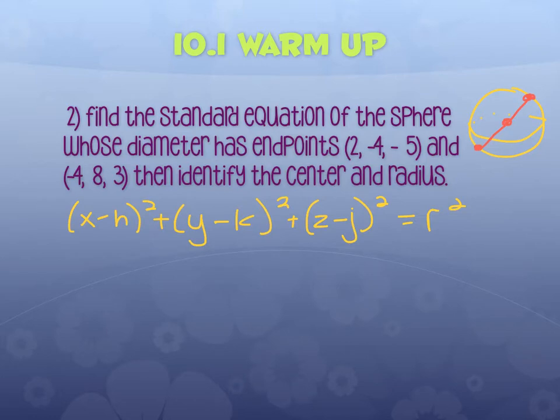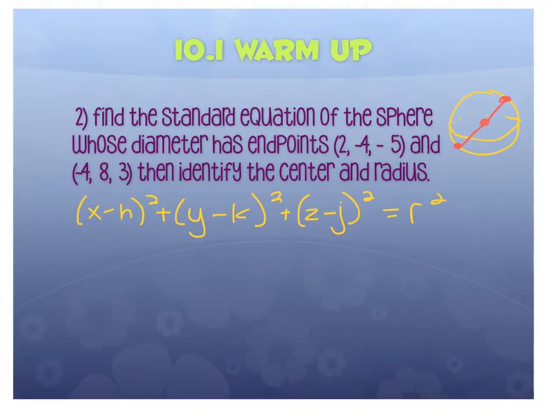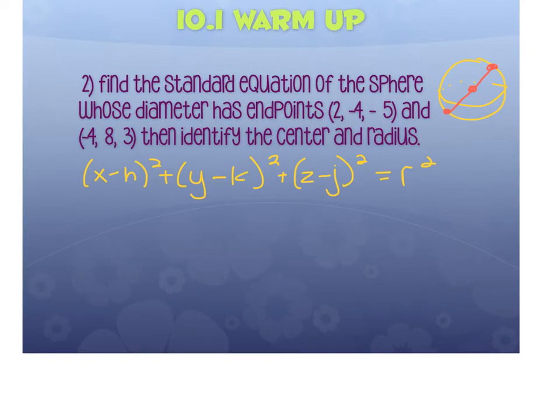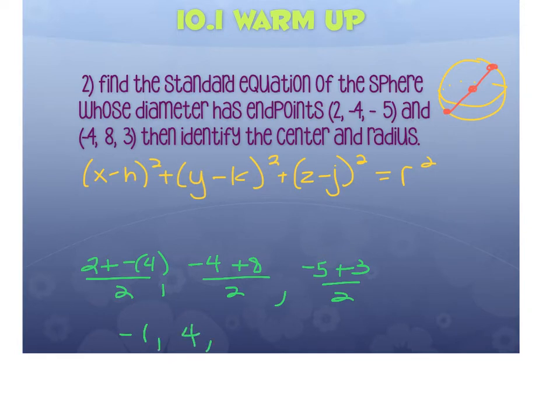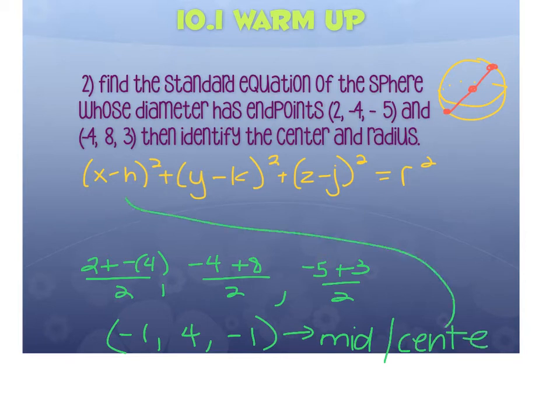Something like that. So how can I find the center? You find the center from the midpoint? Good. Midpoint's going to give me the center. So 2 plus -4 over 2, -4 plus 8 over 2, and negative 5 plus 3 over 2. So negative 2 over 2, which is negative 1, positive 4 over 2, which is 4, negative 2 over 2, which is negative 1. That's the midpoint. That's the center. So that's going to get plugged into my H, to my K, and to my J.